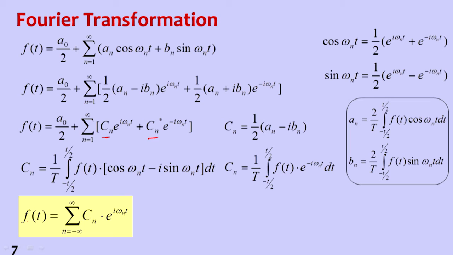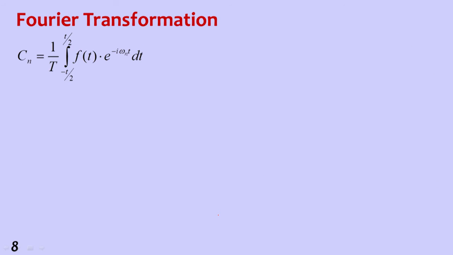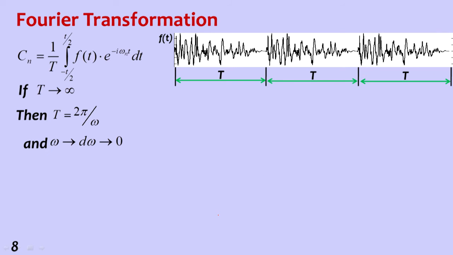So we can write f of t as the summation from minus infinity to plus infinity. This is minus infinity to 0 and this is 0 to plus infinity. Both added together, we get one single term Fourier series, and then Cn can be evaluated like this. If you back substitute it, then what we get is something like this.